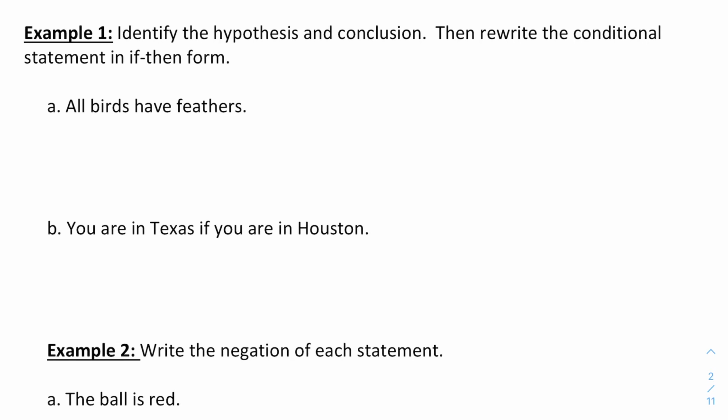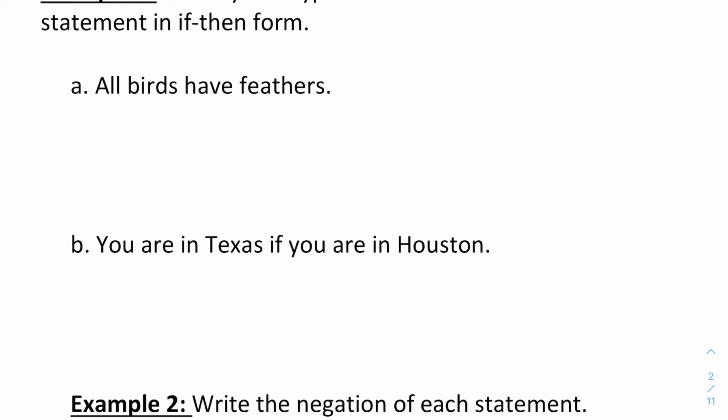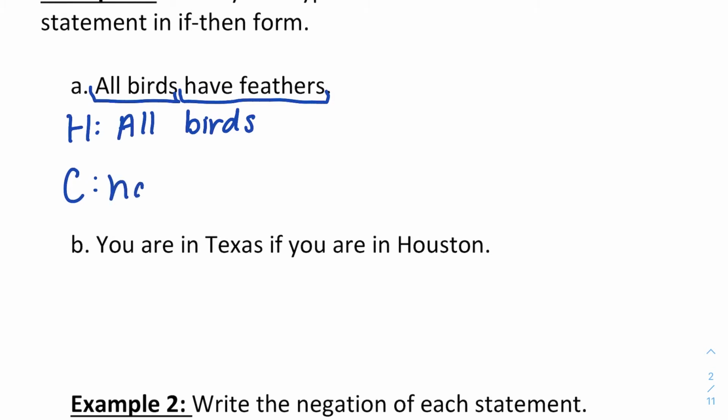Okay, example 1. Identify the hypothesis and conclusion, then rewrite the conditional statement in the if-then form. There's a couple different ways that we can go about this. This first statement says all birds have feathers. My hypothesis is that everything is a bird. My conclusion is if you are a bird, then you're going to have feathers, right? So let's write that down. Hypothesis, all birds. We'll write this in better English in a minute. And my conclusion is have feathers.